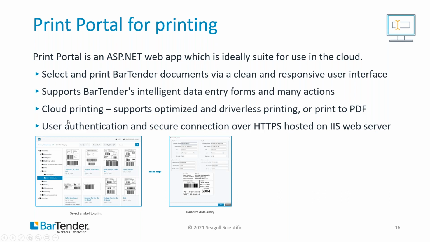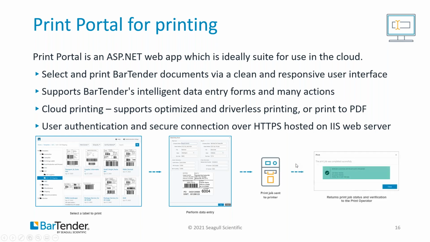So in terms of the user experience, first they would browse the web application to select their document. With the document selected, typically there would be a data entry form with which the user could input their variable data. So it's a very manual process. A print job is produced and sent to the printer. And lastly, a verification message is presented to the user within the web browser, giving them the status, the verification as to the success or otherwise of the print request.